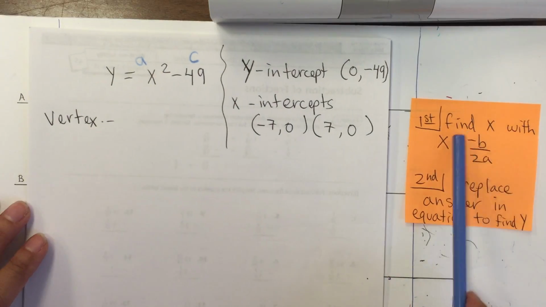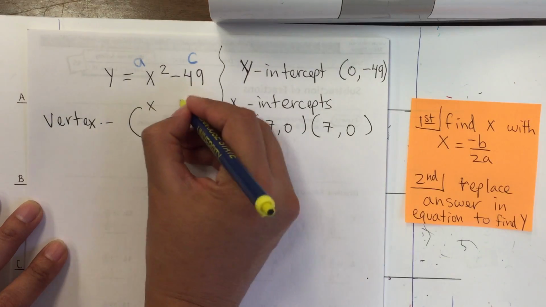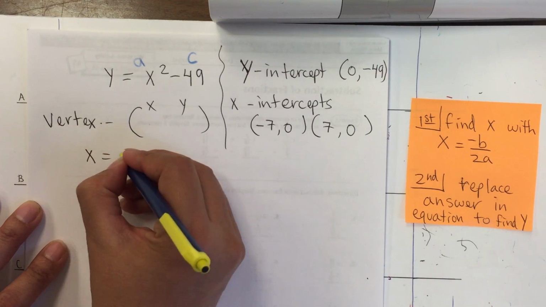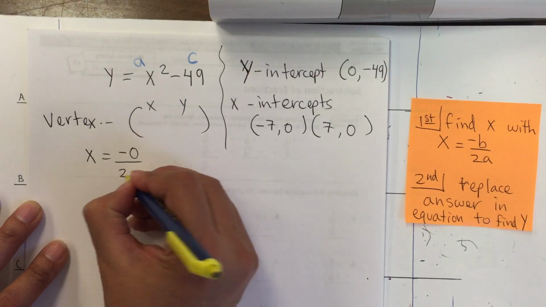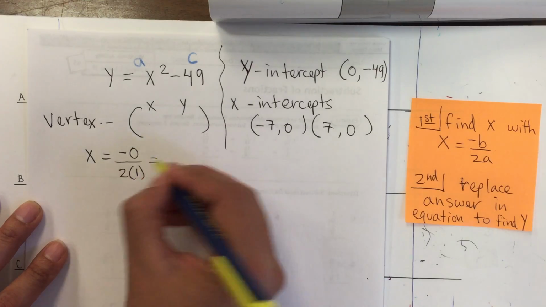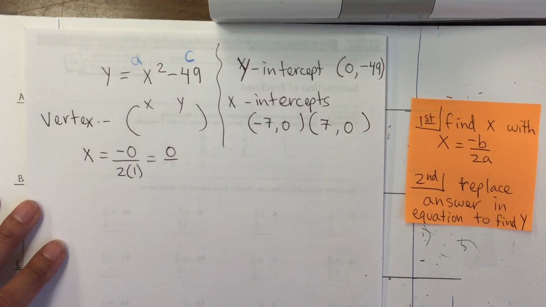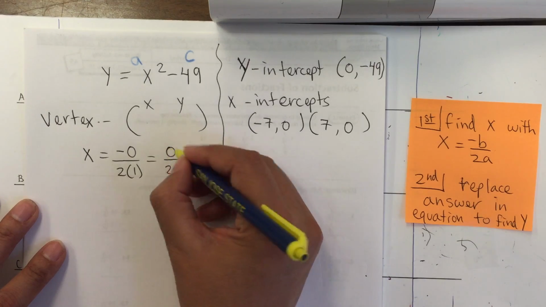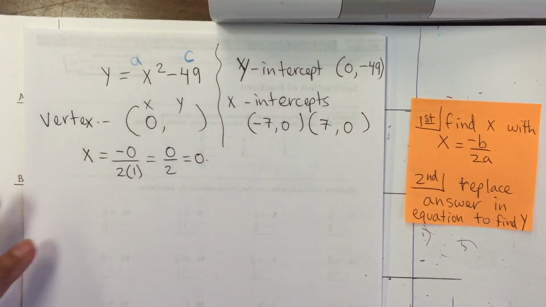So first we're going to find x. And how do I find x? With that equation. So x is equal to negative b, but we don't have b, so it's 0, over 2 times a, which is, remember, if there is no coefficient, it means that there is a 1. And minus 0 is 0. Remember that 0 is a neutral number, it's not positive or negative. And 2 times 1 is 2. And 0 divided by any number, the answer will be 0. So I have my x already.